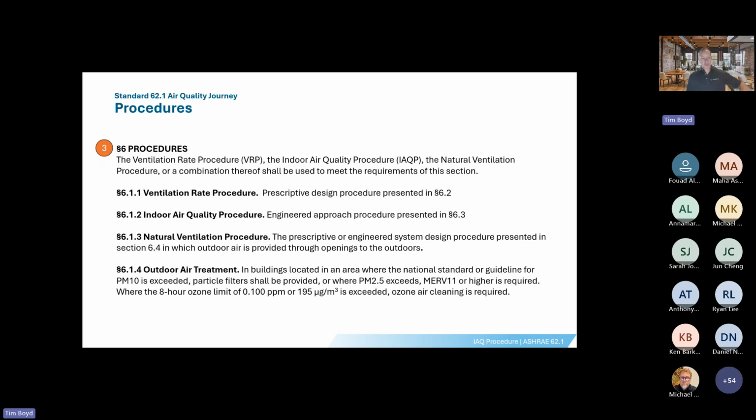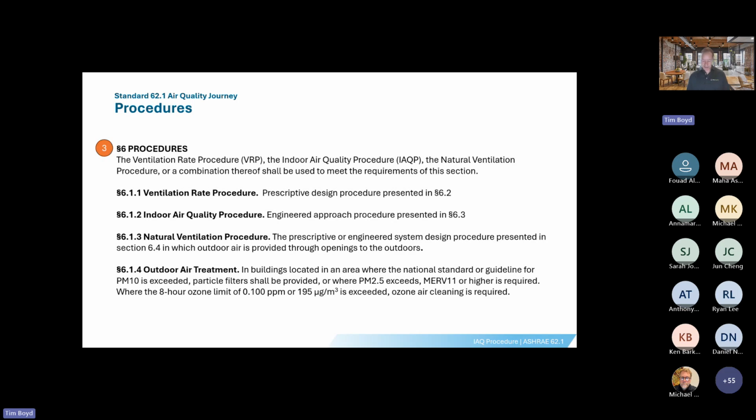Notice, though, that there's 6.1.4. I point this out because most people miss it. What it says is that if the national standard for outdoor air is exceeded, meaning the outdoor air is worse than the standard, you are required to go to a higher MERV rating. What do I mean by that? The US EPA just updated their design limit. It was 12 micrograms per cubic meter, and they just updated it to 9 micrograms per cubic meter.